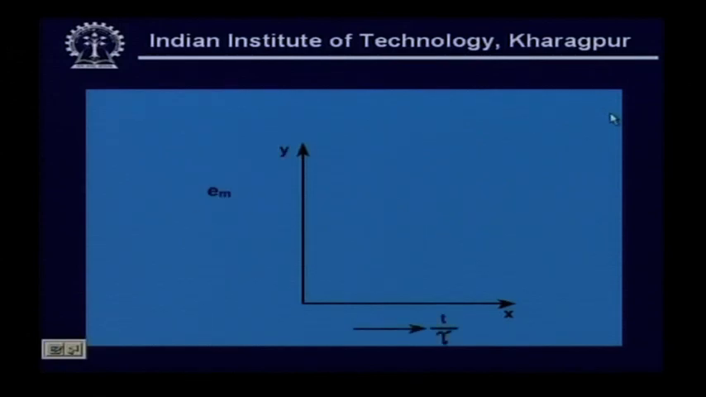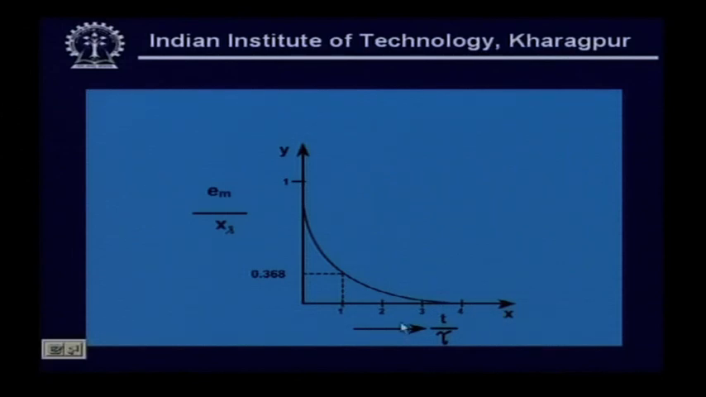So, on the x axis we have plotted t by tau instead of t. It does not matter because it is normalized; t is a dimension of time. So, we have plotted the normalized value. It does not matter because it is just t multiplied by a constant factor of 1 by tau.